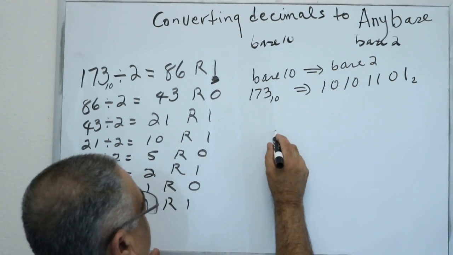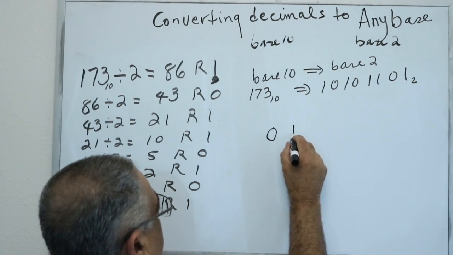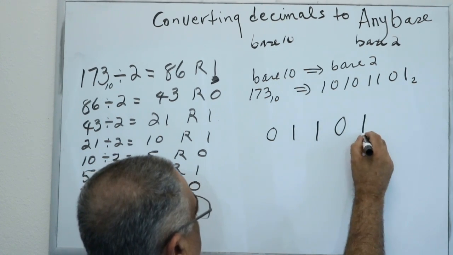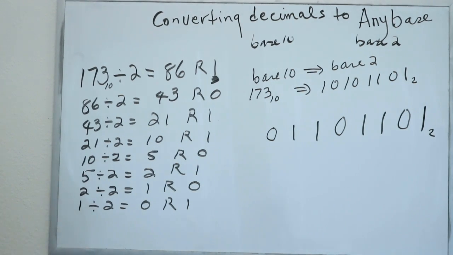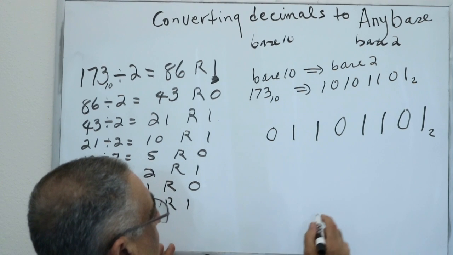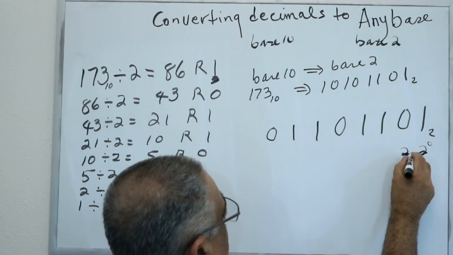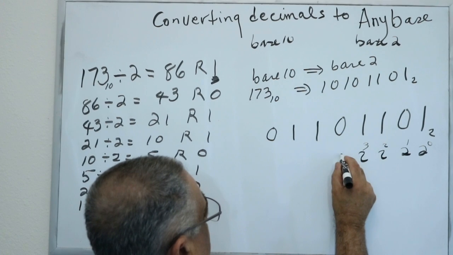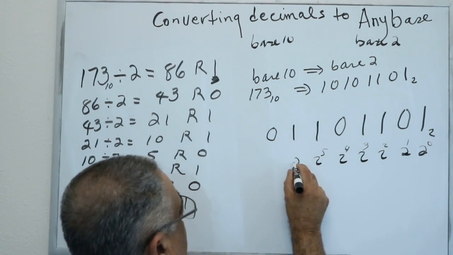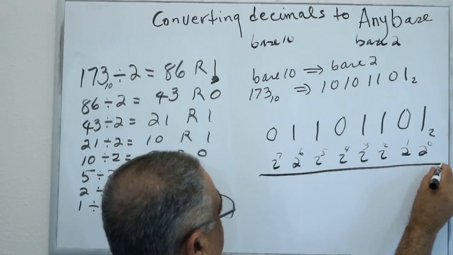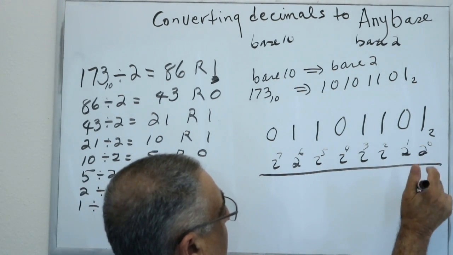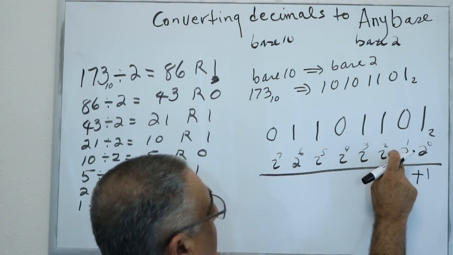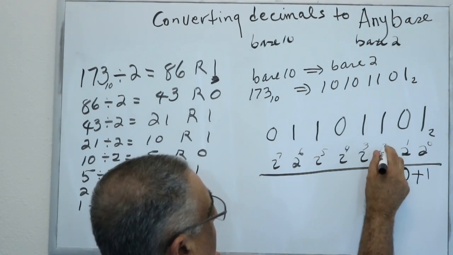For instance, if you have a number like this, 0, 1, 1, 0, 1, 1, 0, 1, what is this number in decimal? I'll show you both ways. This number is 2 to the 0, 2 to the 1st, 2 to the 2nd, 3rd, 4th, 5th, 6th, 7th. Now, all of these are unsigned numbers. I'm not using positive or negative numbers. 2 to the 0 is 1. 2 to the 1st is 0. 2 to the 2nd is 4.